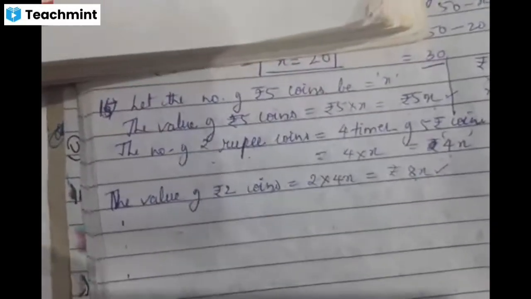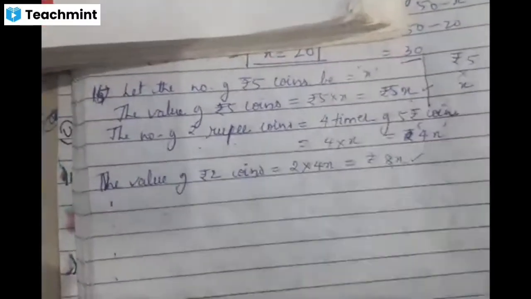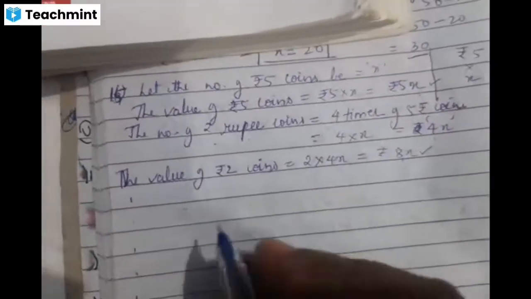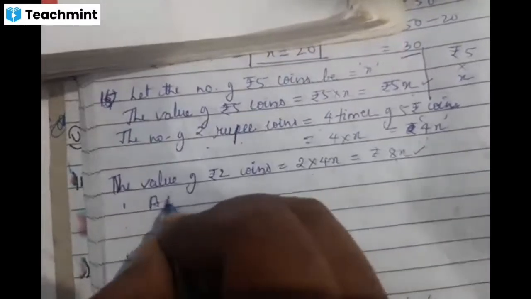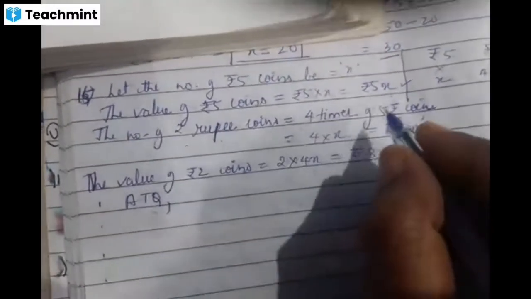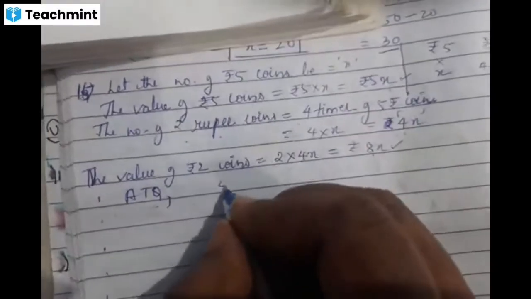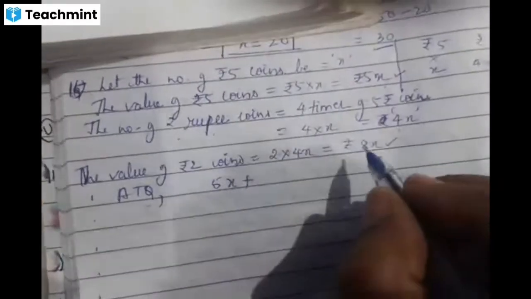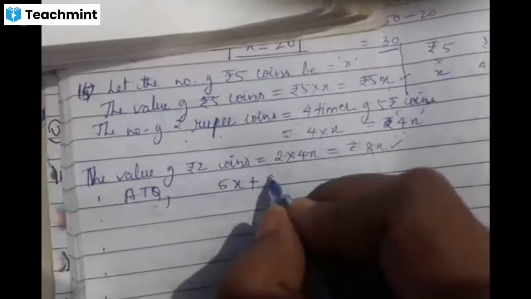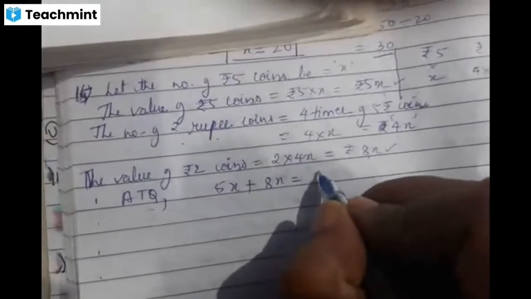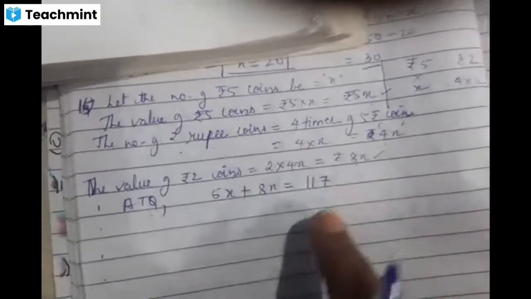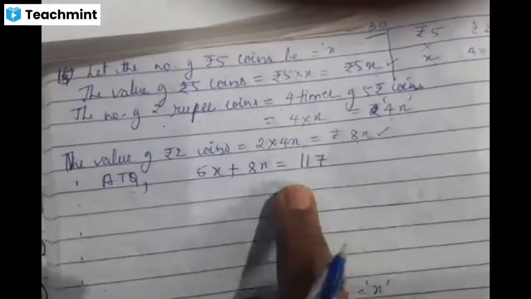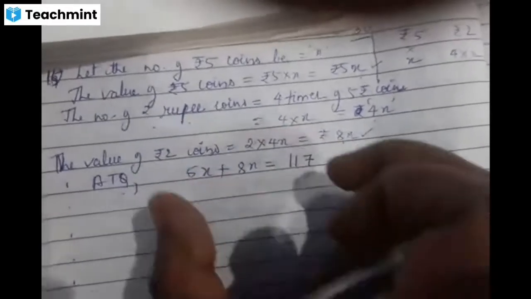Now, according to the question, what is given? If you add these two, the value of 5 rupee coins, that is 5x, plus the value of 2 rupee coins, that is 8x, totally Leena has got how many rupees? 117 rupees. Here we have framed the equation.